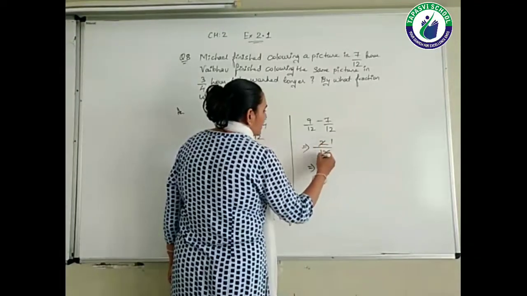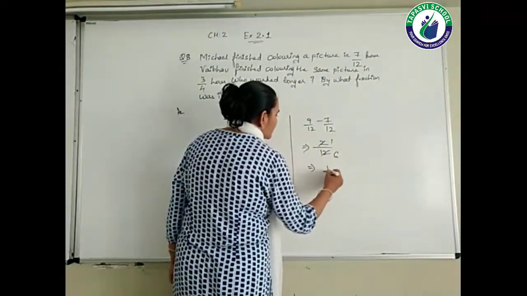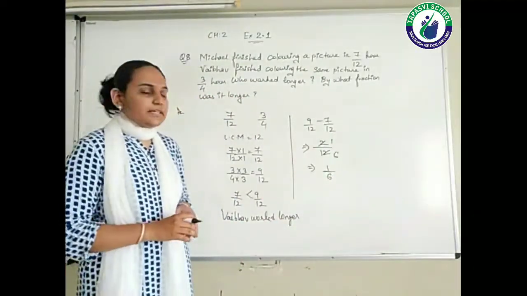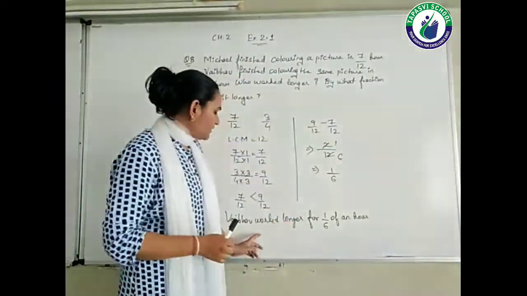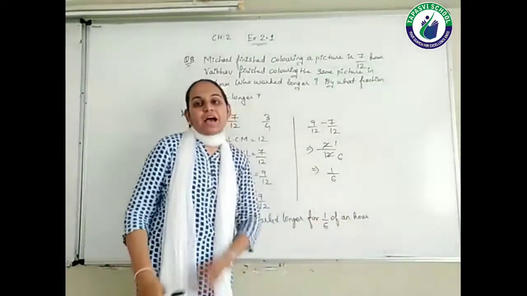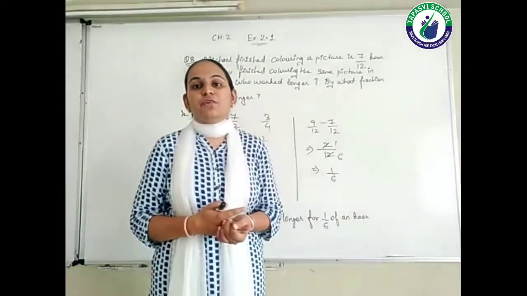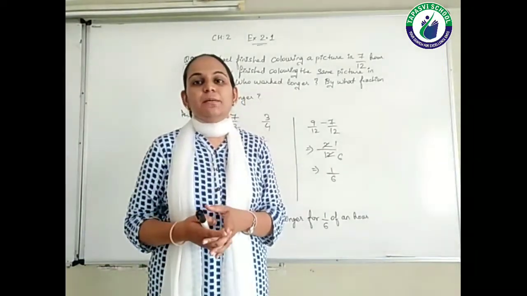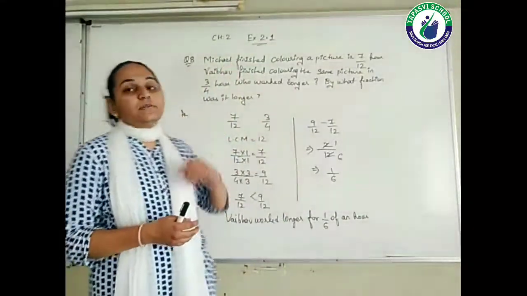2 ones are 2 and 2 sixes are 12. So that is 1 upon 6. So 1 upon 6 is here, right? Okay, students, Vaibhav worked longer for how much time? 1 by 6 of an hour. So this is how much more time Vaibhav has taken as compared to Michael, right?